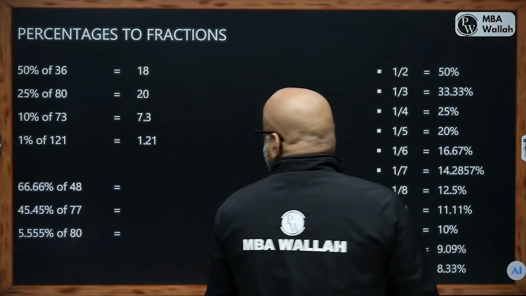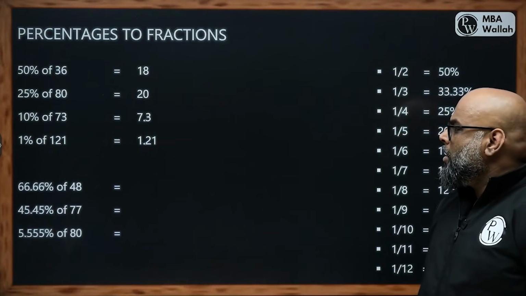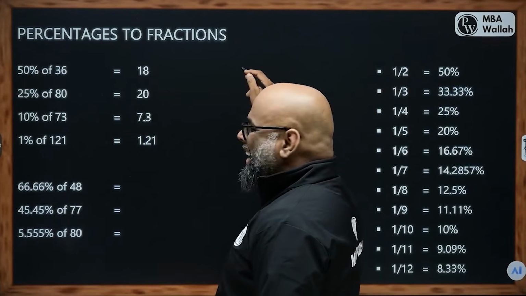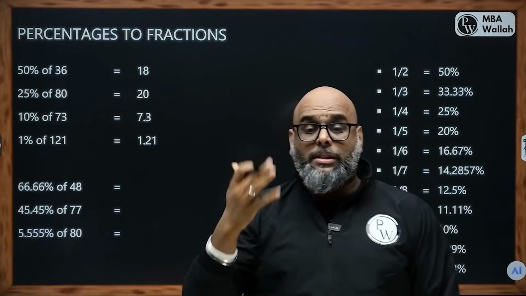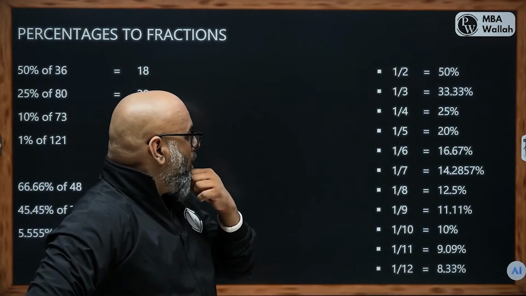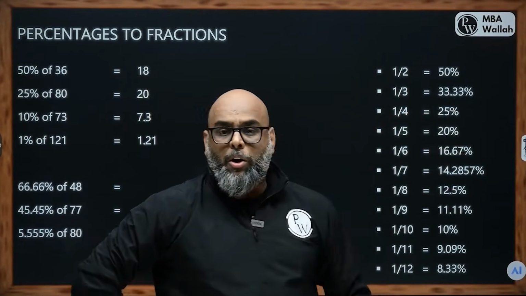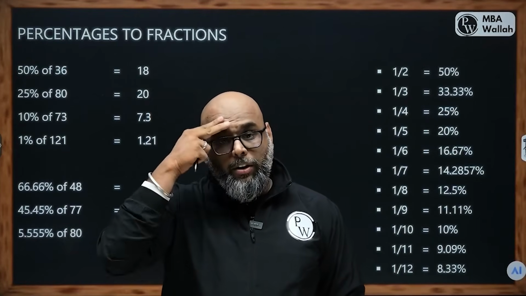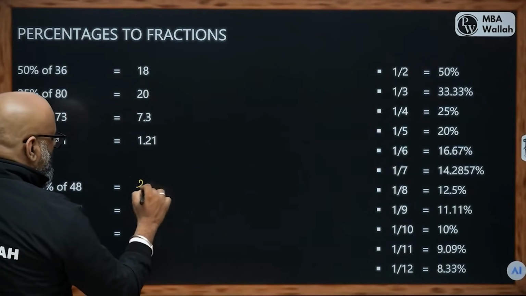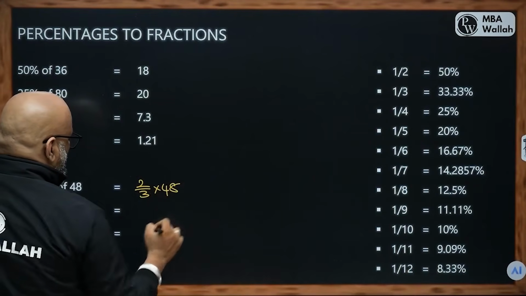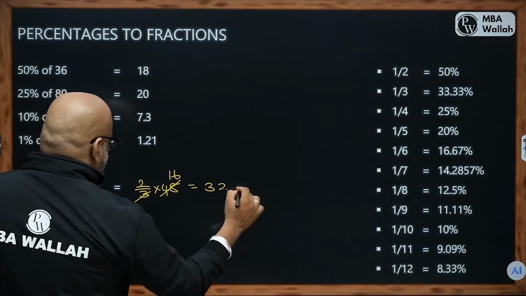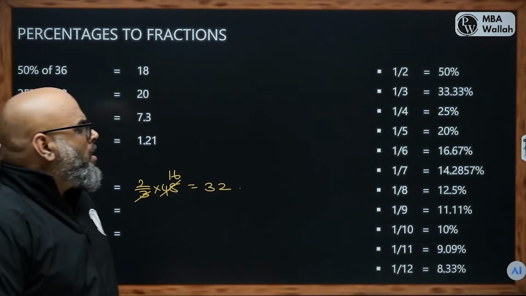So let's look at a couple more questions. Now looking at this, 66.66% of 48. Rather than writing it conventionally, I'm thinking, how can I rewrite 66.66%? Look at the table here, and I'm noticing which one will work. 1/3 is 33.33. 2 times 33.33 is 66.66, so I can call it 2/3 of 48. Now it gets a lot easier to cancel: 16 times 2, so this is 32. That's all. Now do the next one.